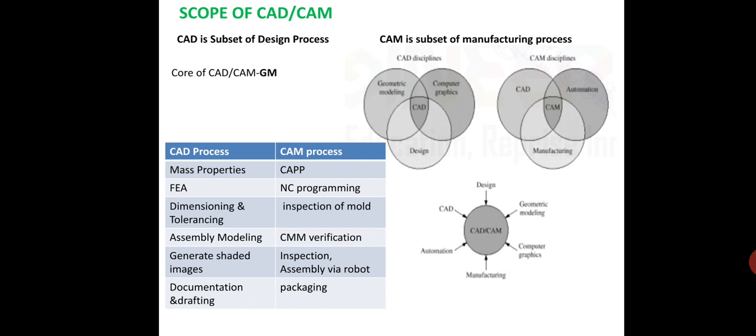The CAD process and its tools utilize three disciplines, that are geometrical modeling, computer graphics, and design. The CAM process utilizes the disciplines of CAD itself, manufacturing, and automation. From this diagram it becomes clear that the scope of CAD is used in the design process.